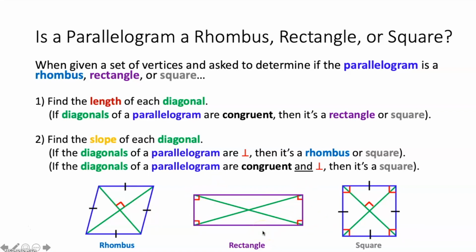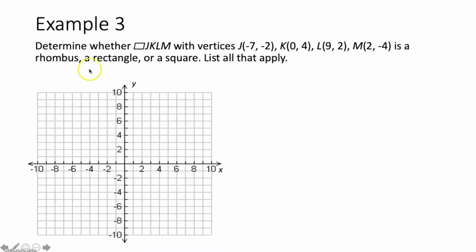Now let's do a couple examples to show you how this works. Example 3 says determine whether parallelogram JKLM with vertices J, K, L, M is a rhombus, rectangle, or a square. List all that apply. So here, we know that JKLM, those are the vertices, so we're going to graph those. Point J is at -7, -2. We go over -7 on the x-axis, down -2 on the y-axis, put a point. K is at 0, 4.